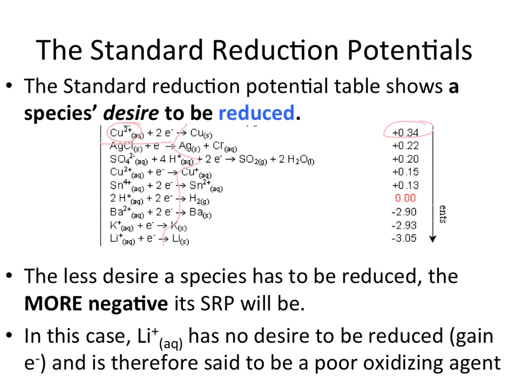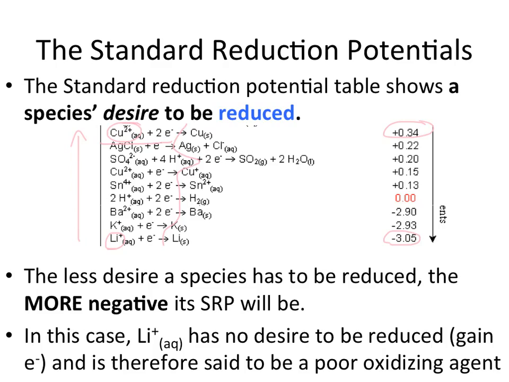If we look at lithium, for example, again, it has a very negative value, which means that Li+ does not want to be reduced. A negative value shows that it does not want to be reduced. Okay? It wants to be oxidized, and therefore it is a strong reducing agent. So the desire for Cu2+ to be reduced is much greater than the desire for Li+ to be reduced.